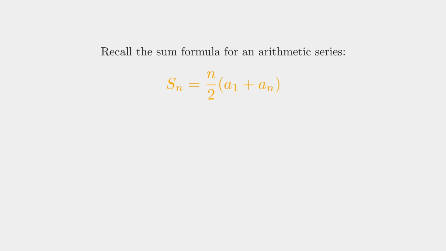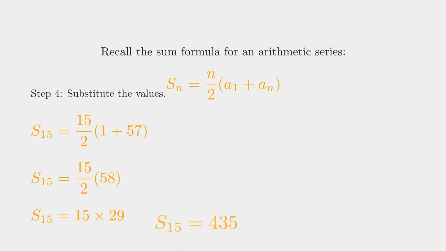Now, we recall the sum formula for an arithmetic series, which is available in your formula booklet. S of n is equal to n over 2 times a1 plus an. Our final step is to substitute these values into the formula. So S15 is equal to 15 over 2 into 1 plus 57. This will give us S15 equal to 435.